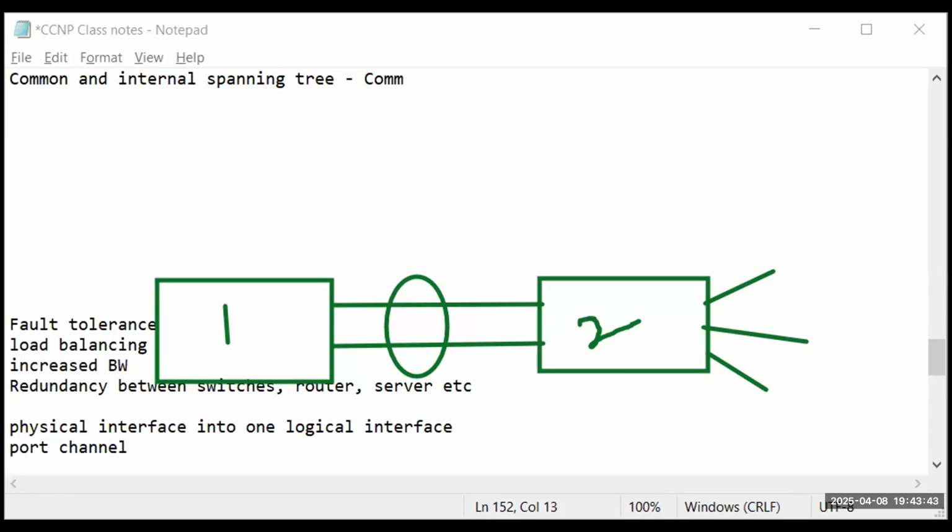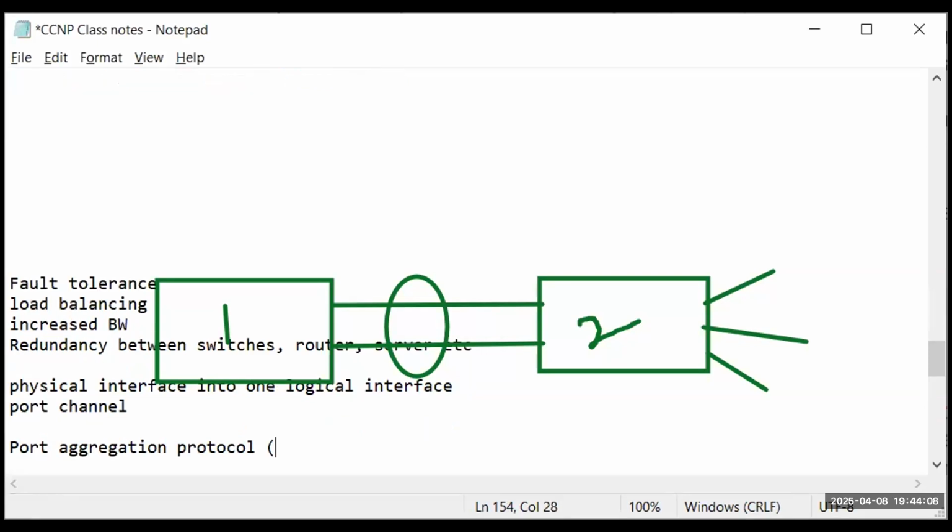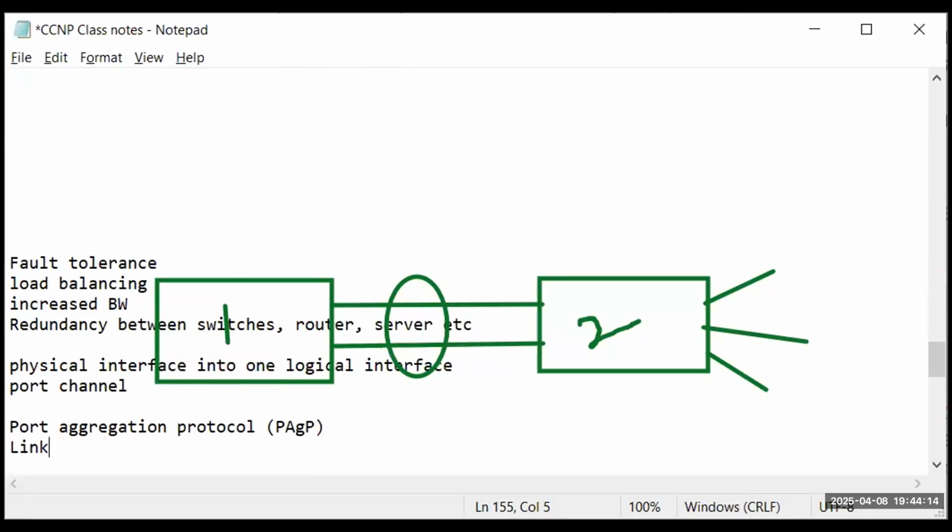EtherChannel is formed through two protocols. One is Port Aggregation Protocol, which we call PAgP, and the other is Link Aggregation Protocol, LACP.